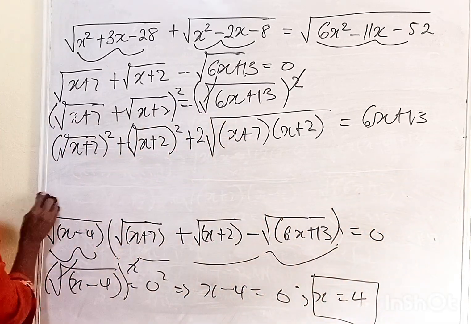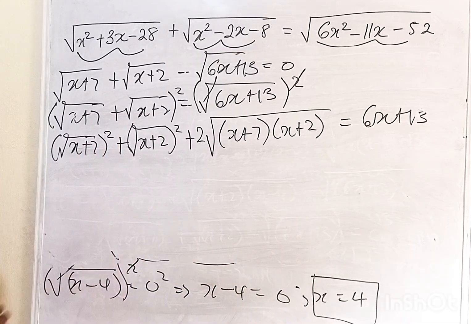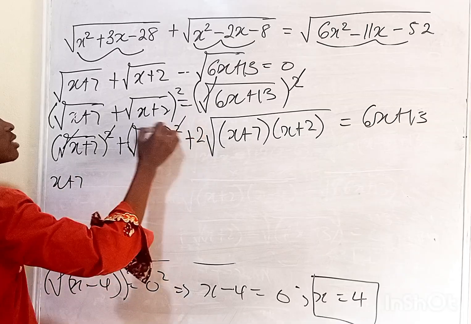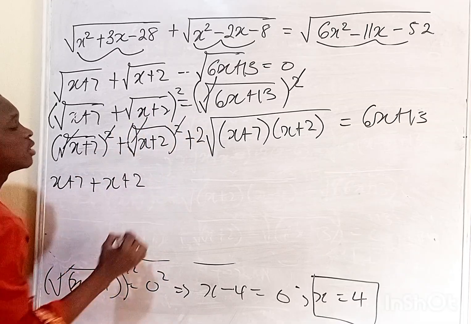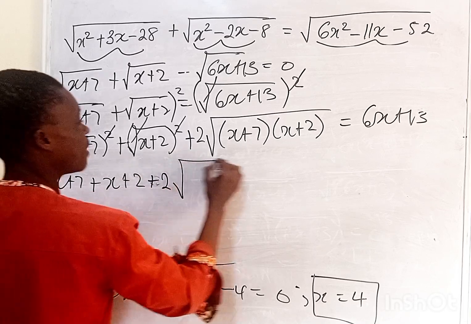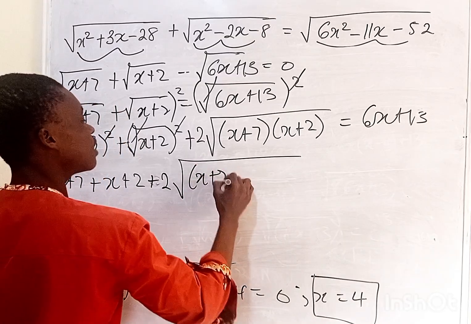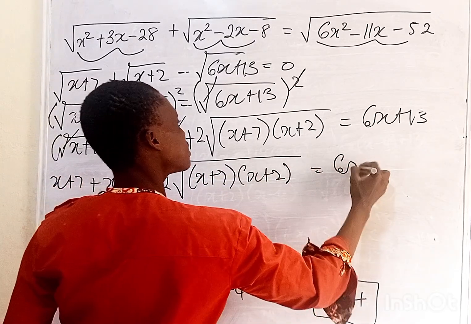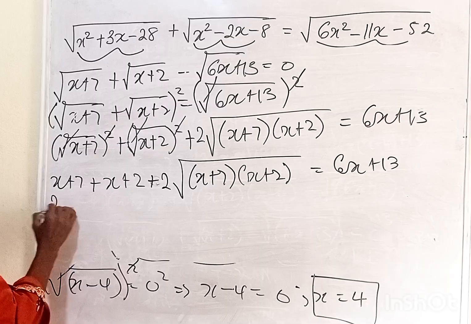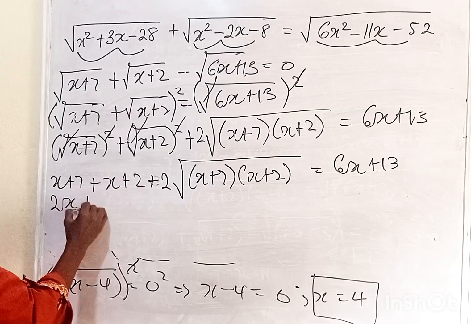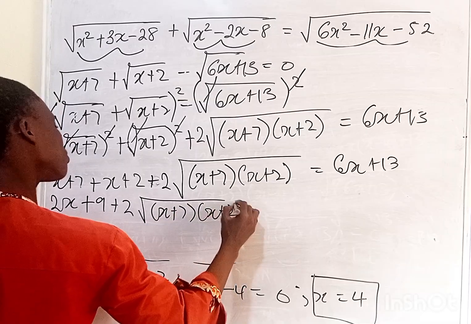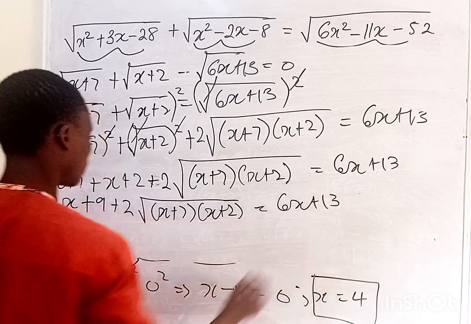From here, the square root can cancel out the square, and we have x + 7, and this cancels out, and we have plus x + 2, plus 2 multiplied by the square root of (x + 7)(x + 2), equals 6x + 13. So x plus x gives us 2x, 7 plus 2 gives us 9, plus 2√((x + 7)(x + 2)) equals 6x + 13.